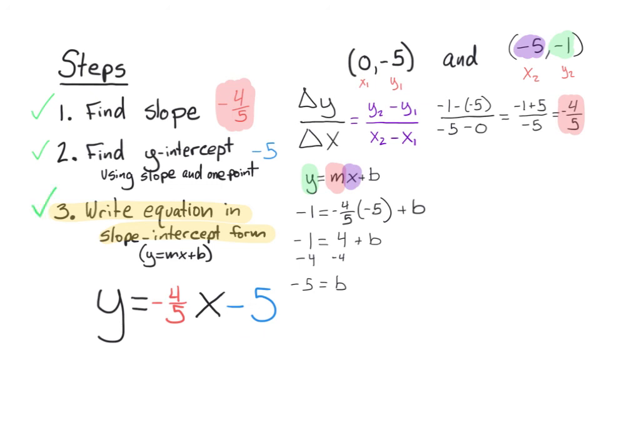So there we have it. We've written our equation in slope-intercept form. First, we found the slope by finding the change in y over the change in x. Then we used that slope and one of the points in our slope-intercept form to isolate b and find our y-intercept. Last, we wrote our equation in slope-intercept form by replacing the m with our slope from step 1 and the b with our y-intercept from step 2.